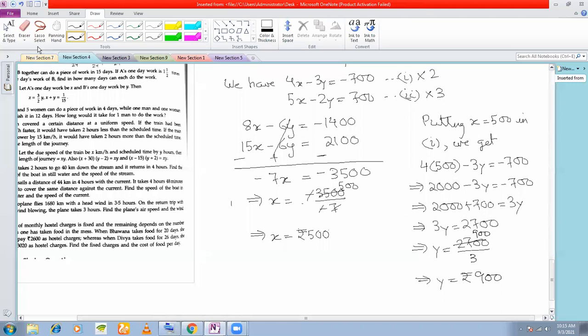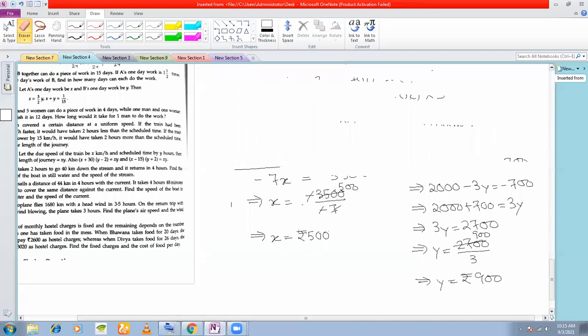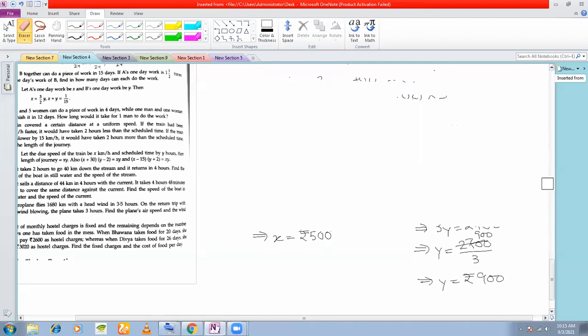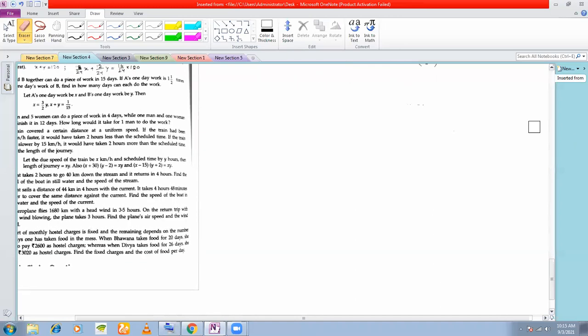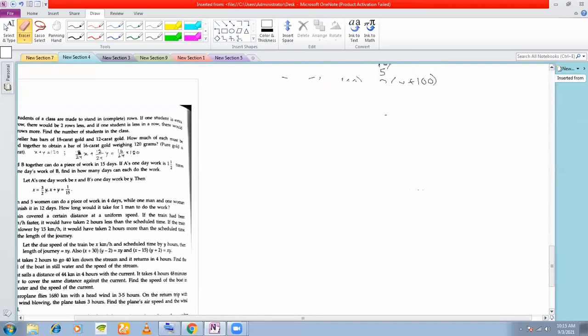We'll do the next problem. Now, next problem, I'll do only 2 problems today because these two problems are very big problems and they require a little bit of understanding. So we will finish the next problem. That will be the last problem for today.